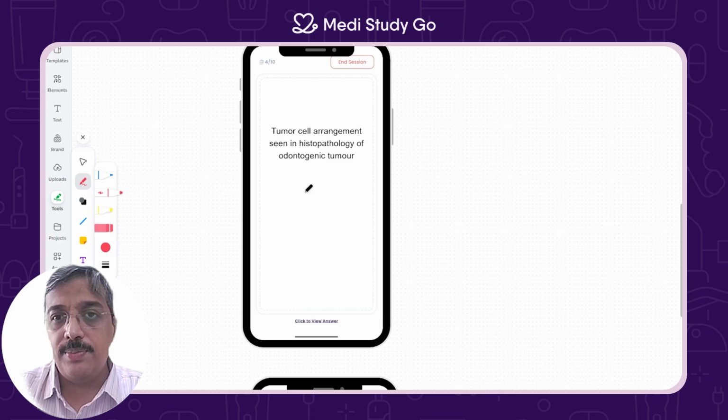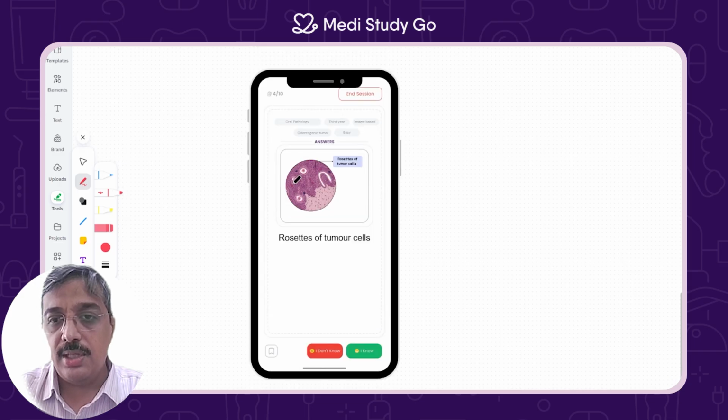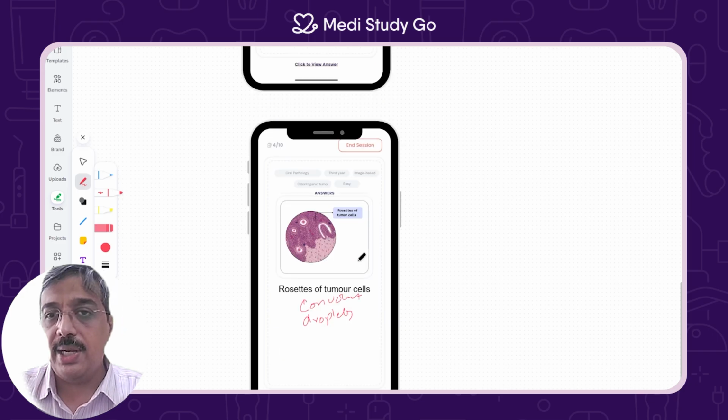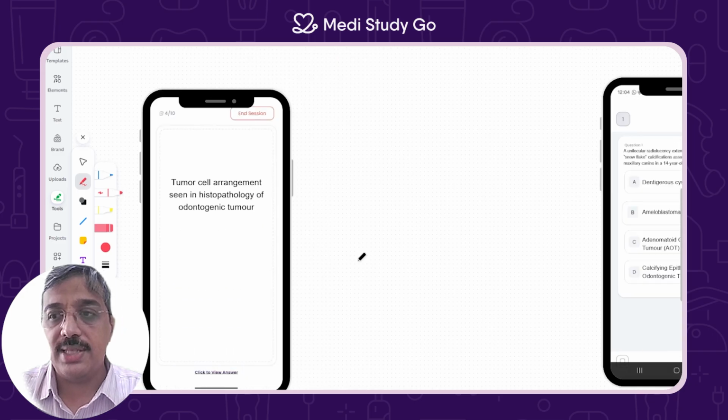Here is a simple question that you can see. Tumor cell arrangement seen in histopathology of an odontogenic tumor. Here you can see this picture and you have to name all the features that are present. So you have rosettes, you have convolution, you have the droplets. It will give you a quick ready reckoner of what is available.